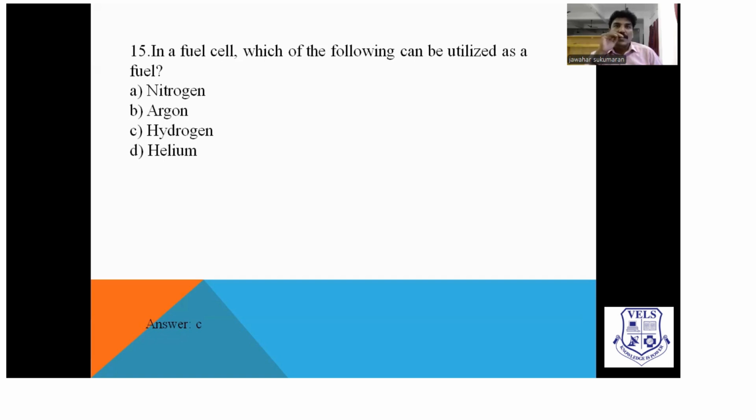The simplest element is hydrogen. It's also widely available throughout the universe. Hydrogen has a lot of energy, runs an engine, and produces nearly no pollutants. As a result, it's used as a fuel in fuel cells.